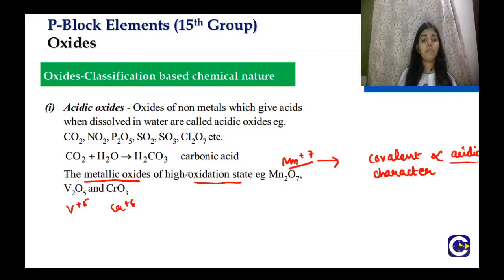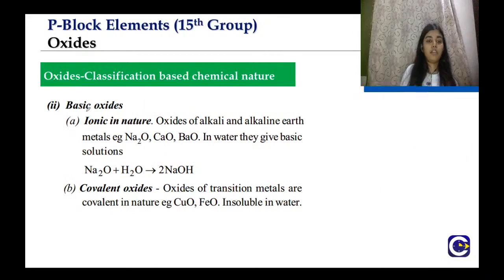So they are present in the maximum oxidation state, and the size of the cation is very small, so according to Fajan's rule they will have greater covalent character, and greater covalent character means greater acidic character. Therefore metallic oxides of high oxidation state also behave as acidic oxides. Now next we move on to basic oxides.